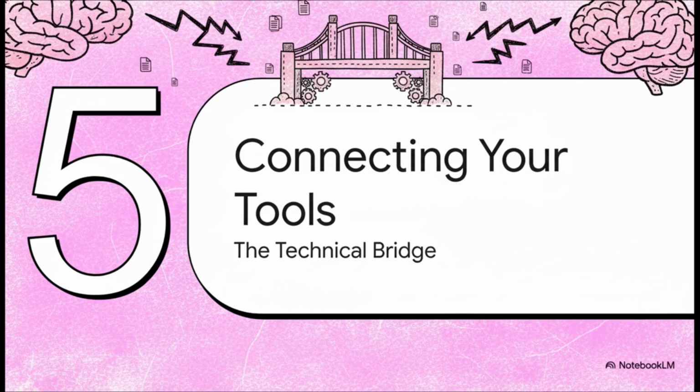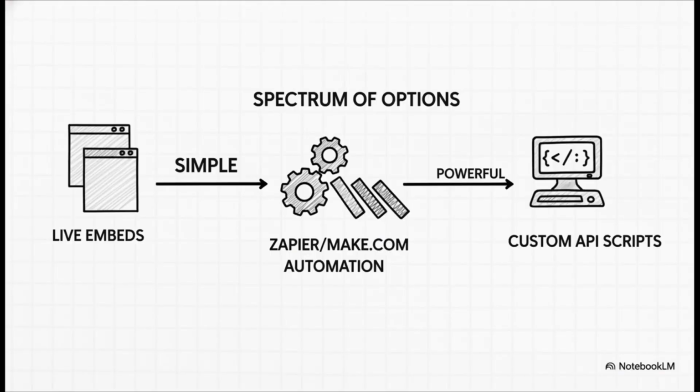Now for the part everyone asks about. Okay, this sounds great, but how do I actually make these two tools talk to each other? So let's look at how to build that technical bridge. You've got a whole spectrum of options here, which is really cool. It can be as simple as embedding a live view of a Workflowy list right inside a Notion page. Or, on the other end, it can be as powerful as creating totally custom automations with tools like Zapier or Make, or even writing your own scripts with the API.